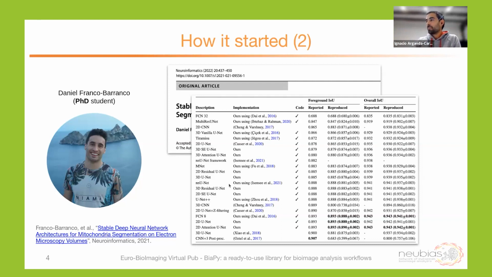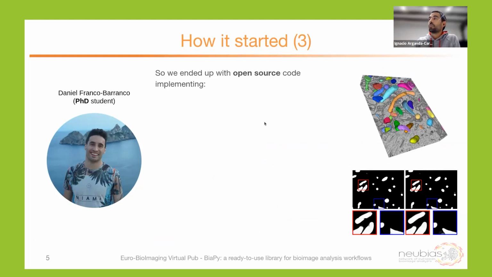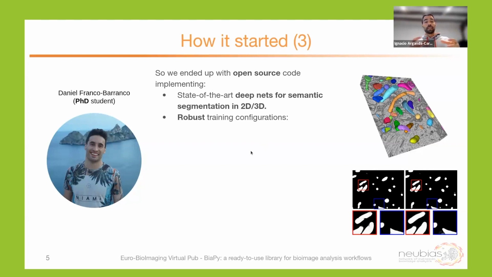So we actually ended up finding our own models that were what we call stable or robust, because they provide us with consistently good results, at least on these public benchmark data sets. So by the end of this project, we had open source code because we made it public with our publication, implementing tons of state-of-the-art deep neural networks for semantic segmentation in both 2D and 3D. And we built what we call robust training configurations, meaning that we always have very consistently the same results.